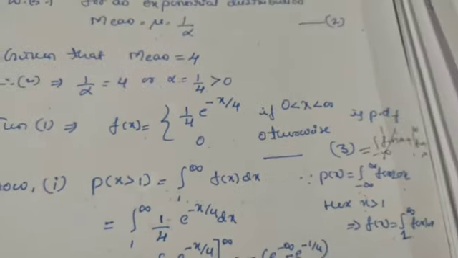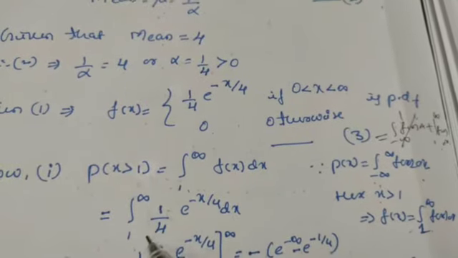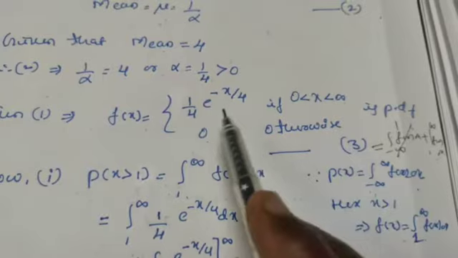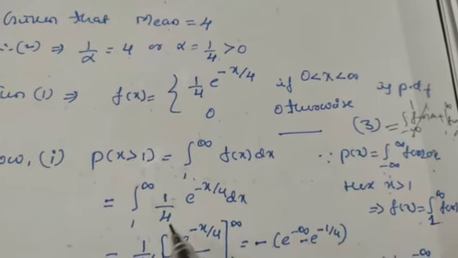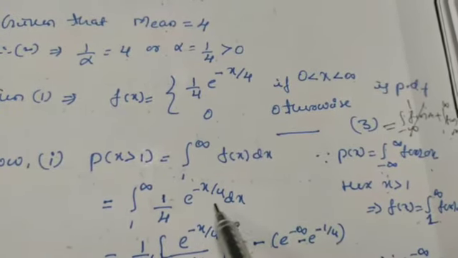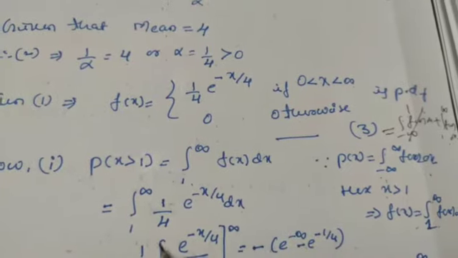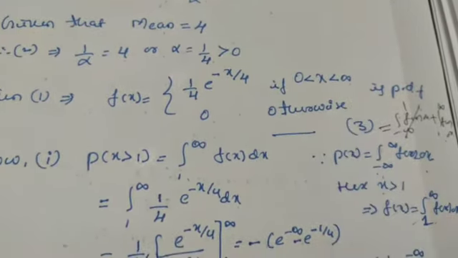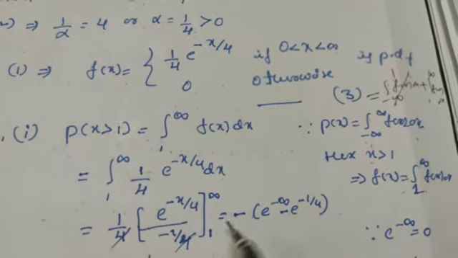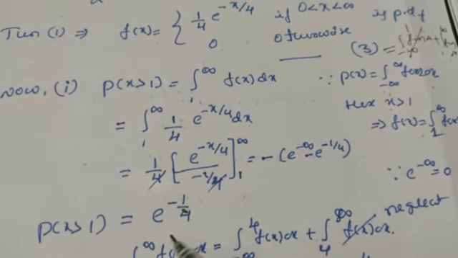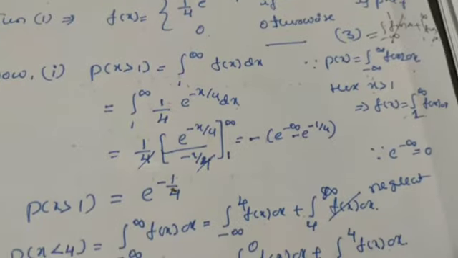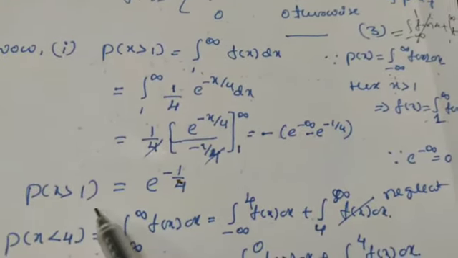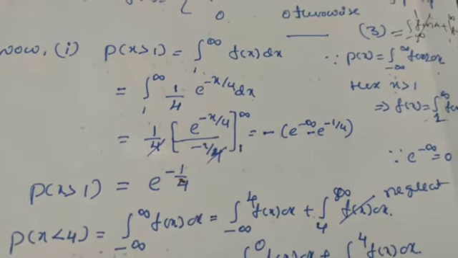So it is equal to 1 to infinity, and f of x is defined from 0 to infinity like this only. You take the same function 1 by 4 e raised to minus x by 4 dx, because this 1 to infinity belongs to 0 comma infinity. So integrate this one, you will get e raised to minus 1 by 4, because after substituting the limit, e raised to minus infinity becomes 0. So you will get p of x greater than 1 is e raised to minus 1 by 4.